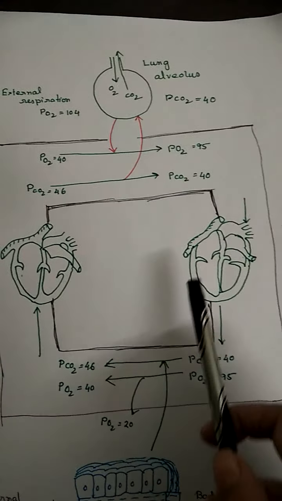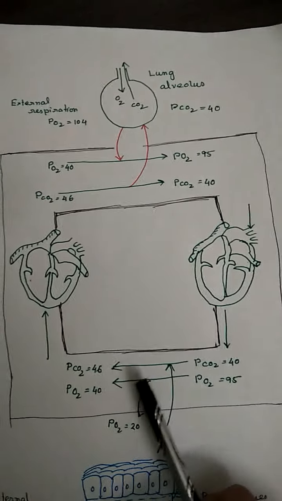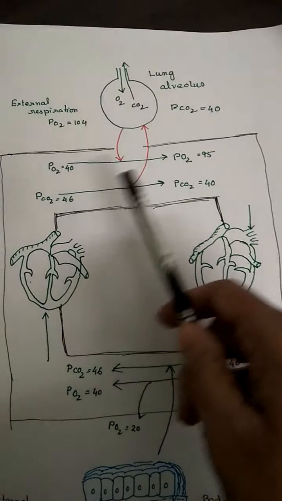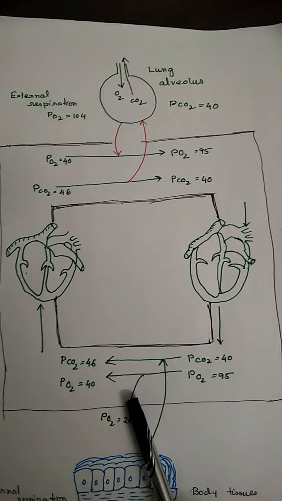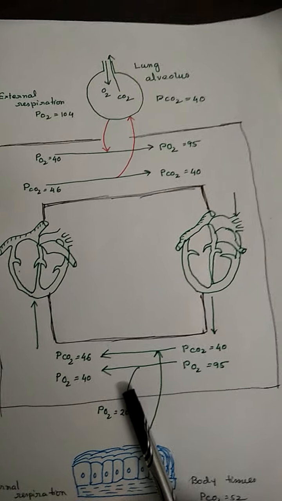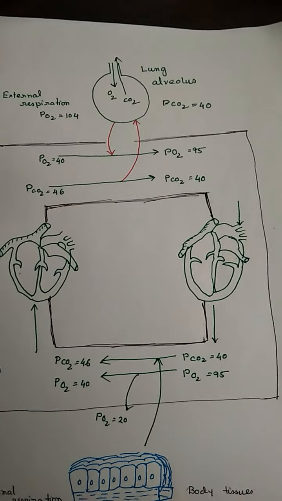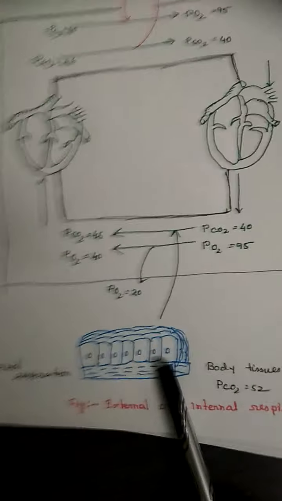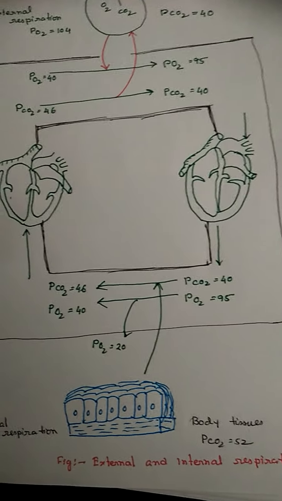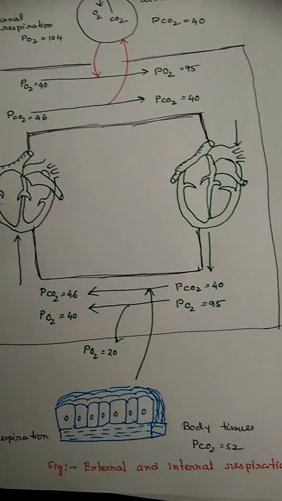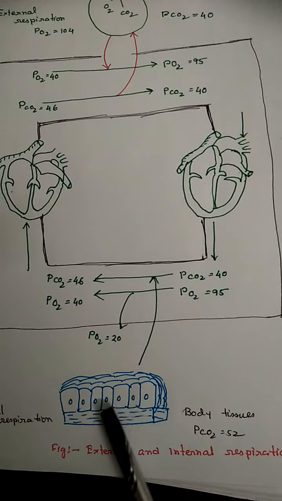Here I have drawn the diagram of the heart, because the heart is the pumping organ due to which blood is moved to different parts of our body, carrying oxygen and carbon dioxide from the tissues. Now, the gas exchange in the tissue is internal respiration. In internal respiration, the exchange occurs between the oxygen of the blood and the carbon dioxide of the body cells. These are the body cells.